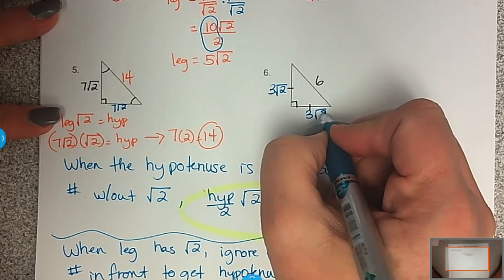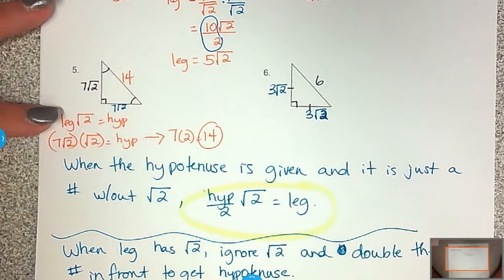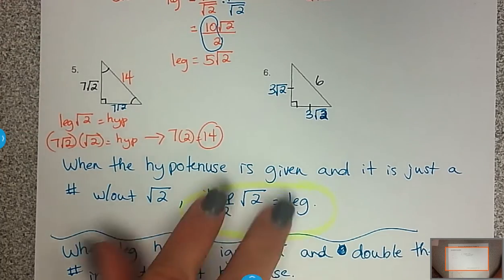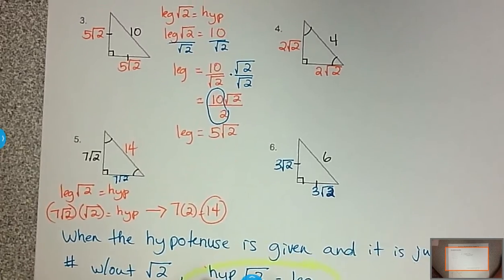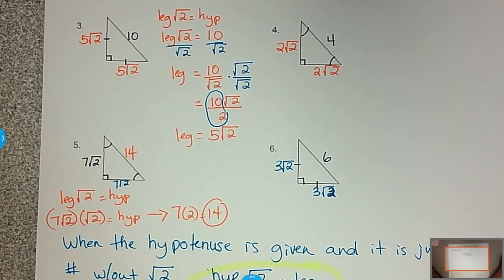Square root of 2. If you don't like the shortcuts, you can always go back and do it mathematically the way we did problem number 3. But with 45, 45, 90 triangles, I tend to use a formula once so that I can find a pattern, and then I just follow the patterns and do a little bit less work for those.